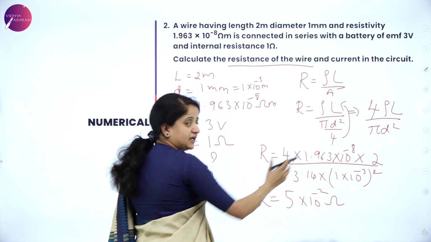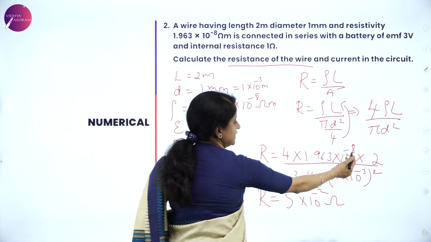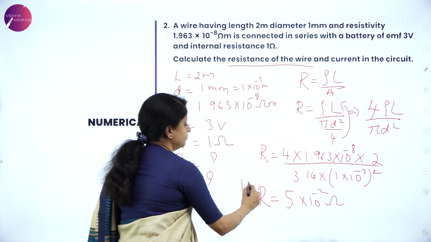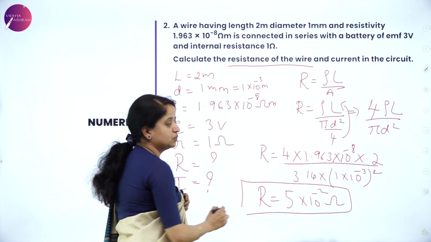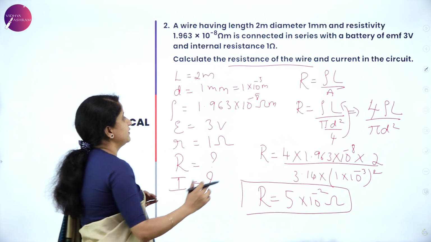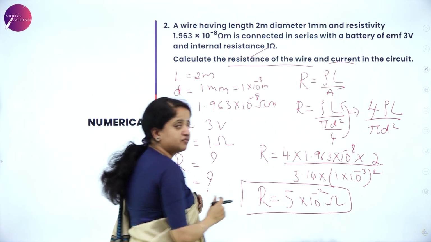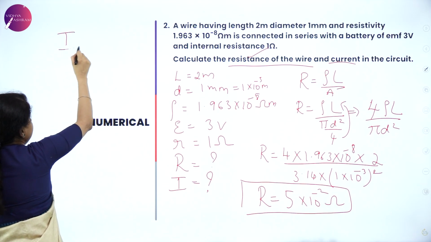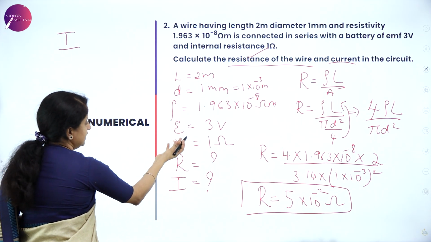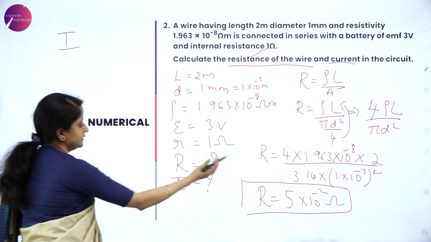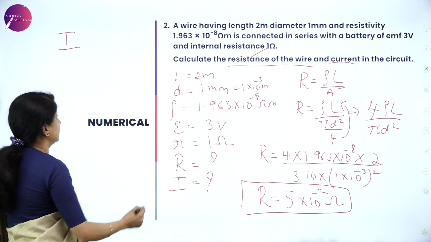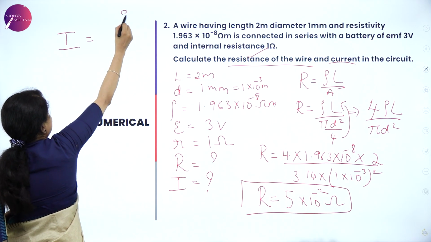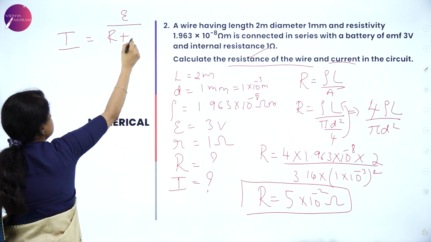When that goes to numerator, it becomes plus 6. So minus 8 plus 6 is equal to minus 2. So R is equal to 5 into 10 power minus 2 ohms. Our task is not just to find the resistance of the wire, we have to find the current as well. So what's the formula to find the current? We have internal resistance, we have EMF of a cell, we do have the resistance of the wire. So the formula to find the current in a circuit is E divided by R plus r.